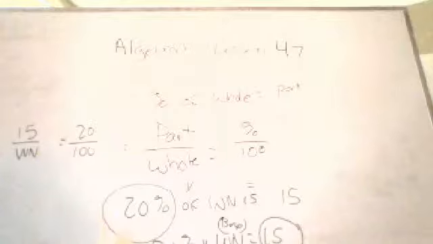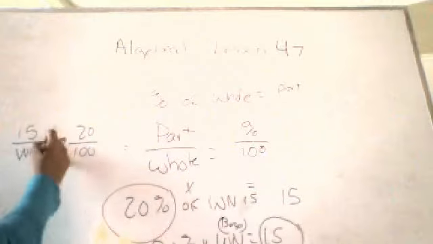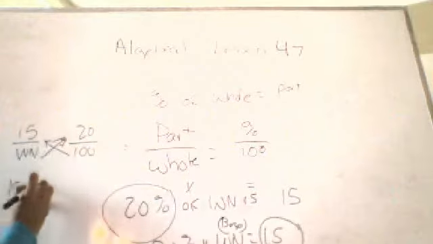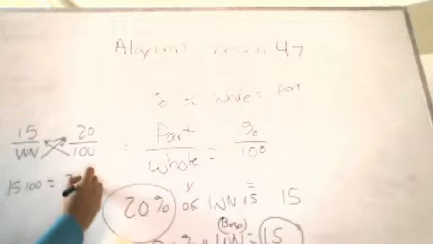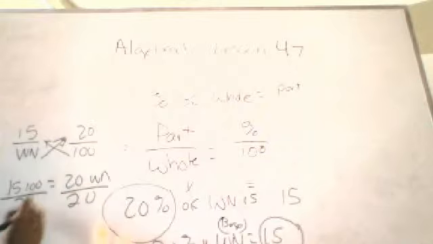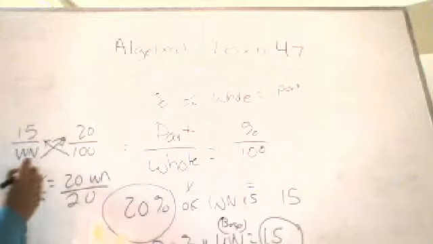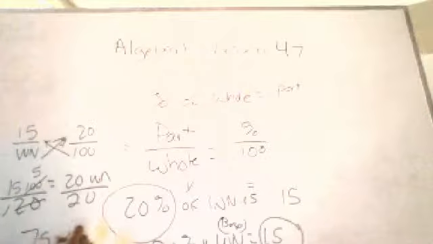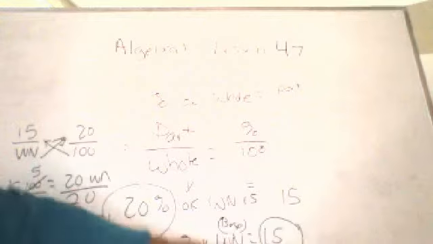Now I can do two ways. I can do cross multiplication, and I can do it algebraically. It's easier just to do it cross multiplication, right? So you have 15 times 100 equals 20 W. And you simply divide both sides by 20. This crosses to 1, 5. And 5 times 15 is 75. So W is 75. And that is your base or your whole number.